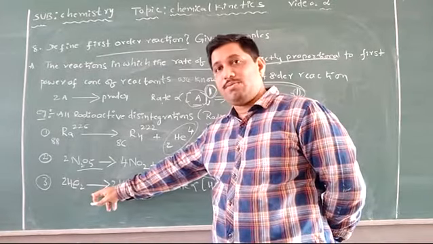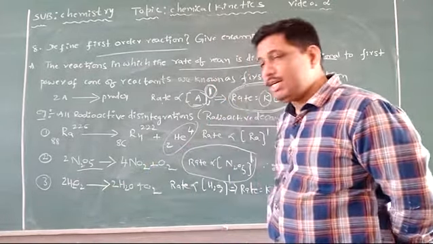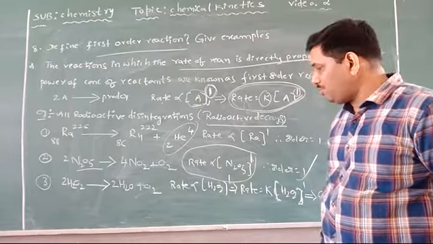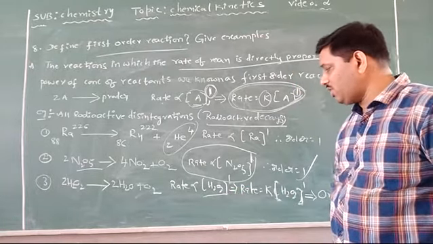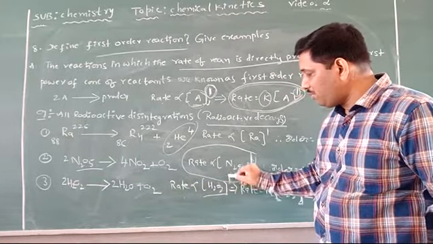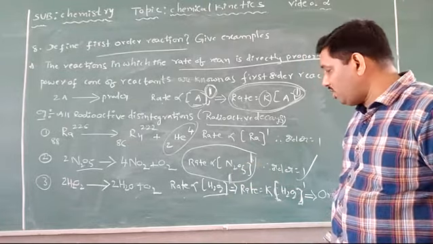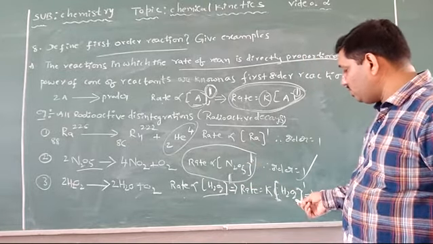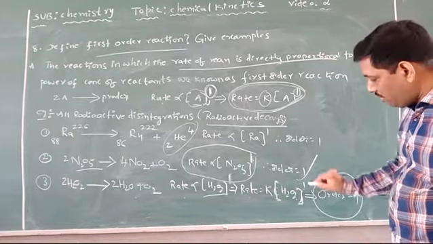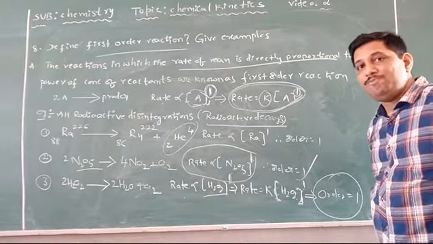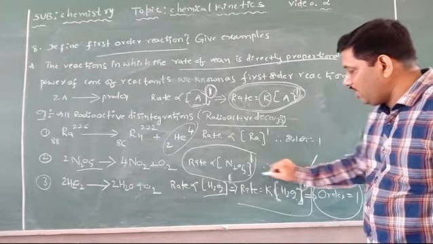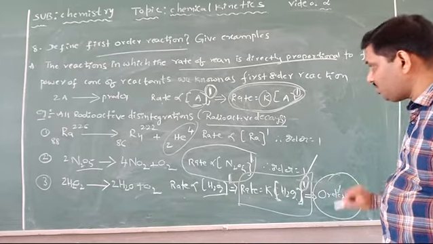Similarly, decomposition of hydrogen peroxide to form water and oxygen. Here the rate of the reaction is directly proportional to the concentration of hydrogen peroxide to the power of 1. That is, the rate of this reaction is directly proportional to the first power of concentration of reactant. For the proportionality, rate is equal to some constant K into concentration of hydrogen peroxide to the power of 1. Here order is equal to 1. Why? Because the power is 1. We know that the power of concentration term in the rate equation is known as the order of the reaction. Here the power is 1, that is known as first order reaction.